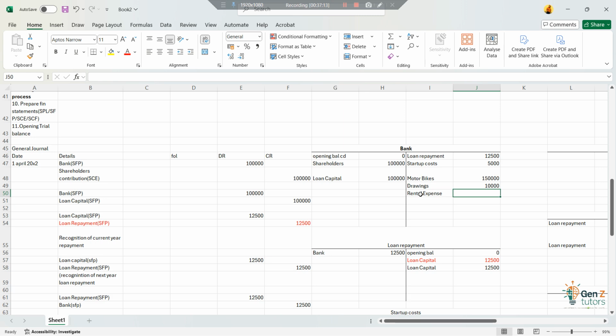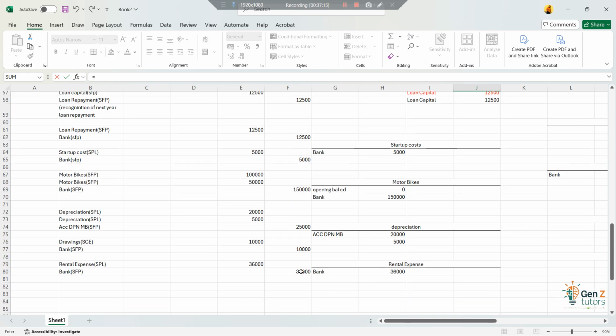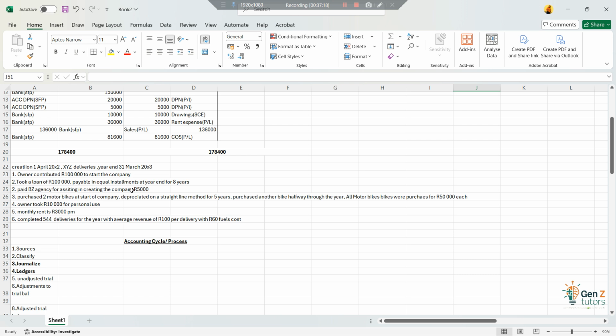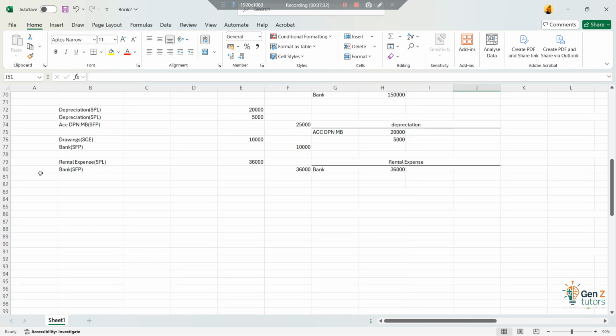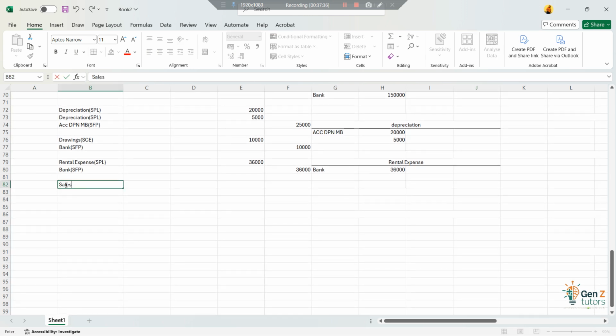Then on that rental expense ledger, you're going to go and debit the rental expense ledger by bank. Bank for how much? For 36,000. And then, okay, let's leave it like that since we haven't closed off yet. Then from there, what are we going to do? We go and look at the other transactions.